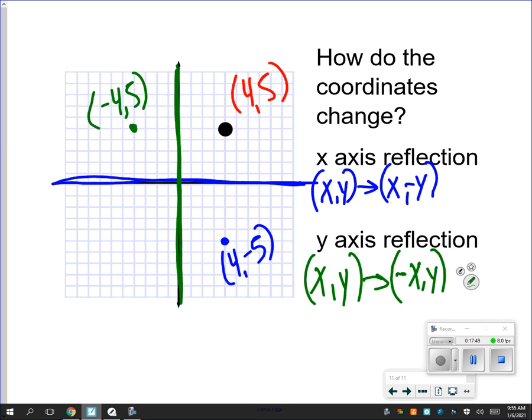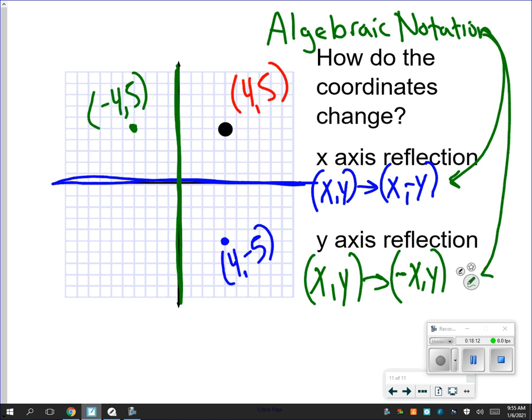So it's kind of an opposite thing that you have to watch out for. Just know that if you're flipping over the x-axis, the y changes. If you're flipping over the y-axis, the x changes. So we call that the algebraic notation. So if you want the algebraic notation of that, all you're doing is saying, okay, what would this look like without numbers? So the x-axis reflection, (x, y) becomes (x, -y): the y switches signs. The y-axis reflection, (x, y) becomes (-x, y): the x switches signs.